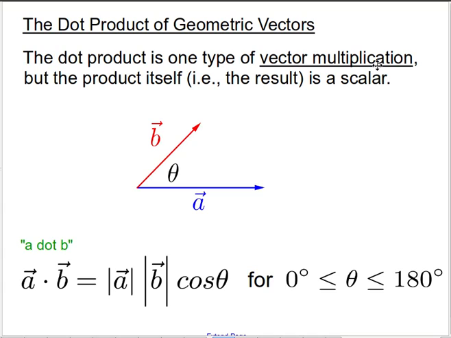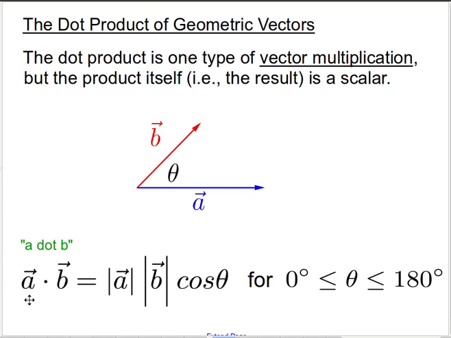This type of vector multiplication: we've talked about the idea of adding and subtracting vectors. We've talked about the idea of multiplying a vector by a scalar quantity, which is just a number. But what happens when we have two vectors and we want to perform some form of multiplication? The dot product is one way to do that. And the interesting thing about the dot product is the result is a scalar. So you take two vectors and perform this operation called a dot product, and you actually end up with a scalar, which is just a number.